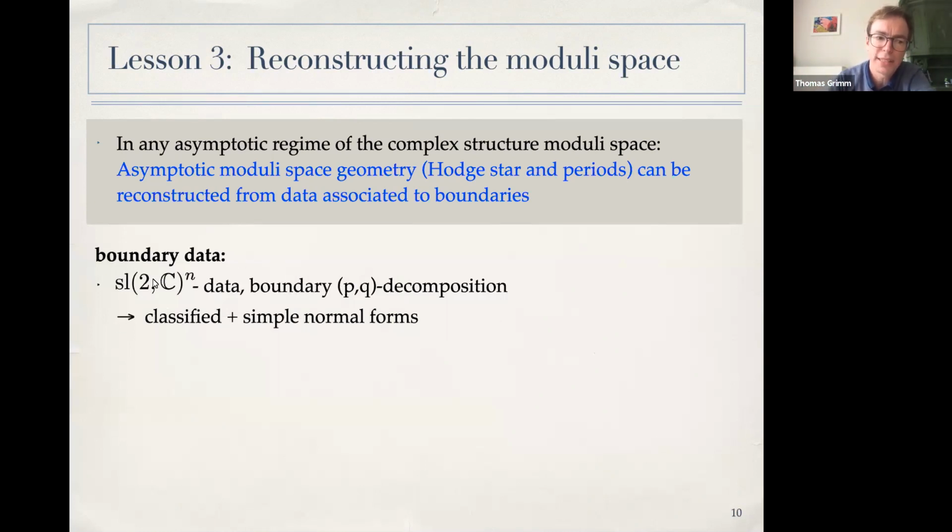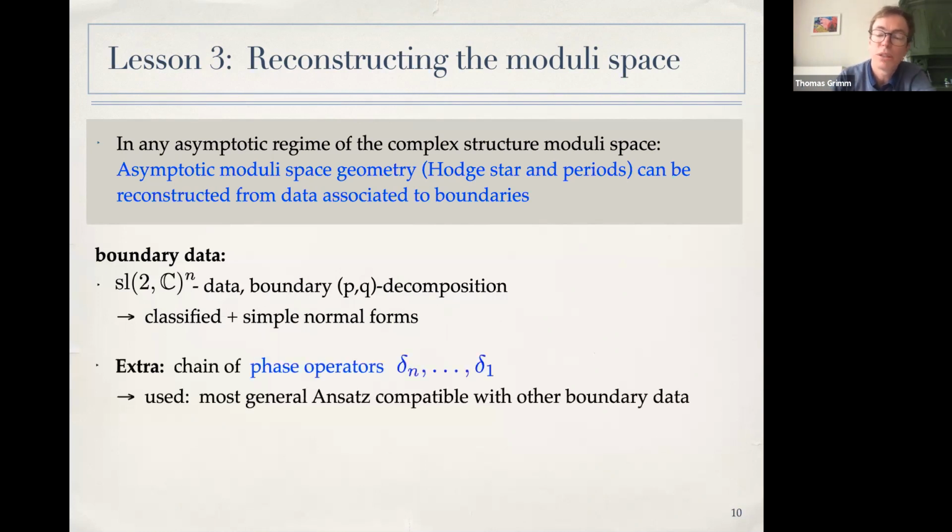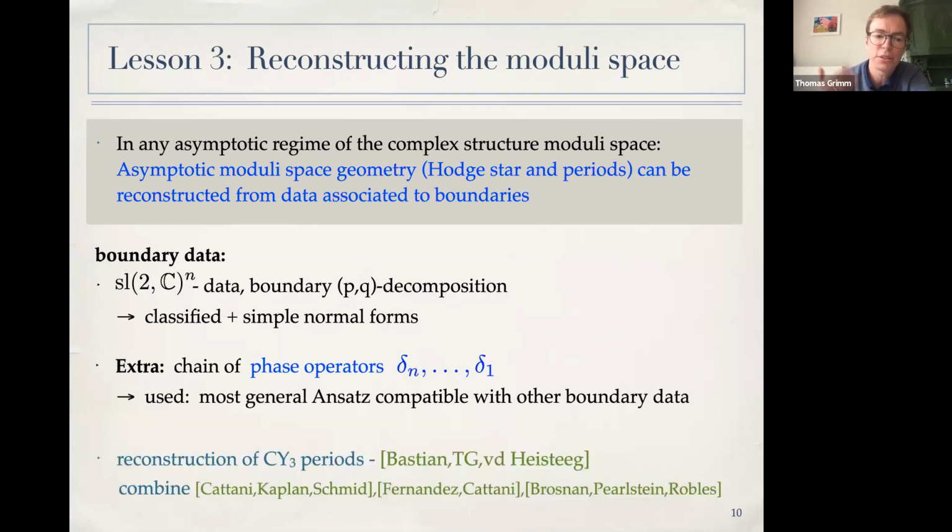So what kind of data do you need? You need the SL2 data, which I already told you are classified. And in fact, you can write down simple normal forms. What you then also need is some additional information, which we call phase operators. They have some specific meaning in Hodge theory, and we can make a general ansatz for them because we know their properties. If you put all of this together, you can reconstruct the periods near the boundary.